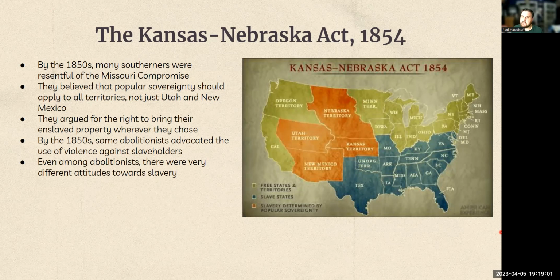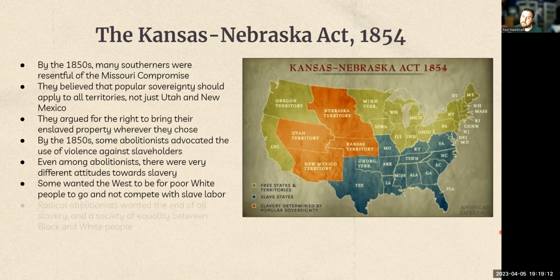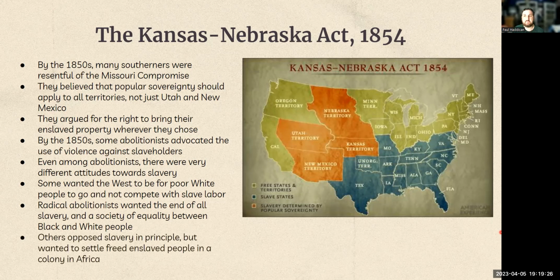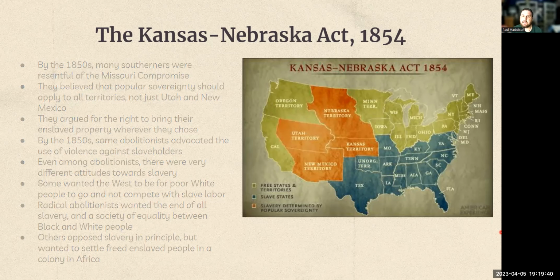And even among abolitionists, there are different attitudes towards slavery. Some want the West to be for poor white people, and they don't want slaves to enter over there because they think it'll compete and take things away from poor white people. The radical abolitionists want a society of equality between Black and white people. So even within the people who want to get rid of slavery, there's varying degrees of lingering racism and the way that we want to actually come about with this. Others will oppose slavery in principle, but they don't want free enslaved people here. They want to send them over to that colony in Africa that we talked about last week. So there's lots going on here.